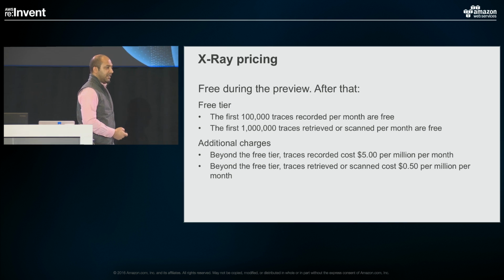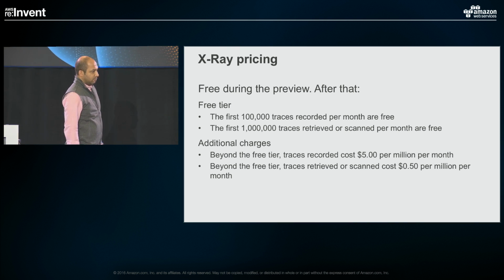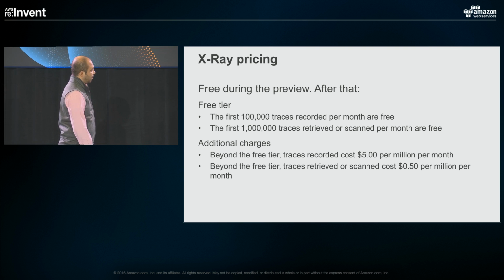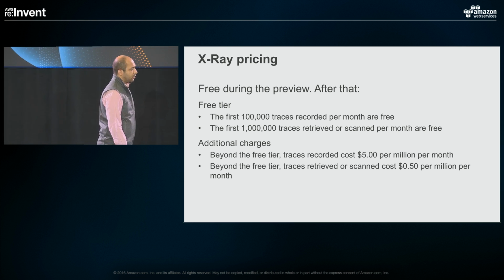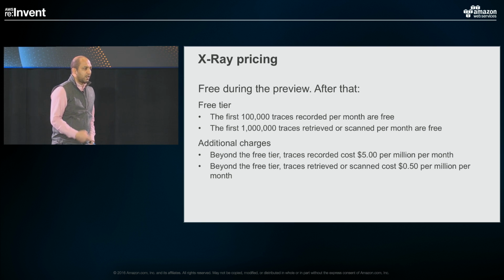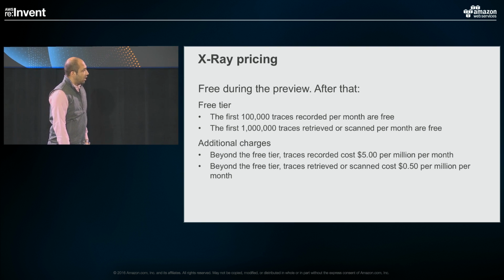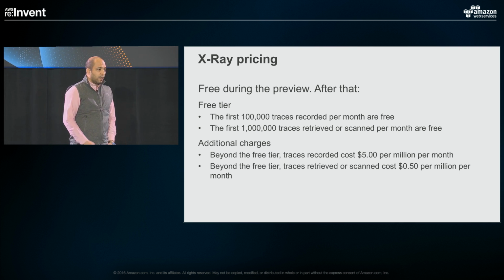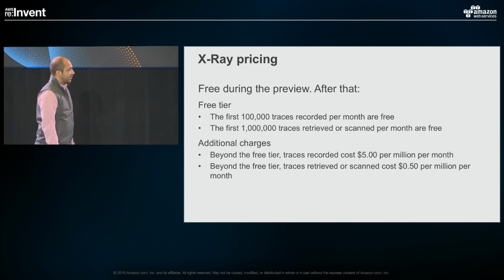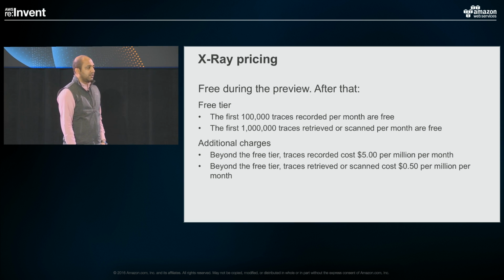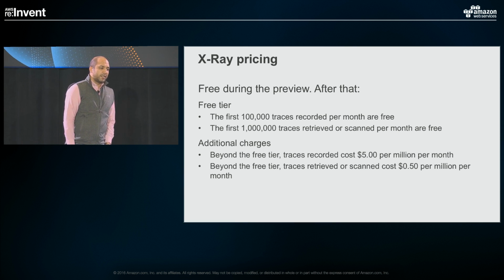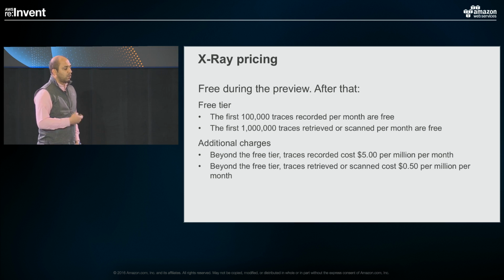The service itself is free during preview, so please go ahead and try us out as much as you like. After preview, the free tier for the service will include the first 100,000 traces that you record per month. That's not for the first year; that's pretty much forever. The first 1,000,000 traces that are retrieved from the system, or that are queried or scanned as part of the filters, are also free per month. Beyond that, the additional charge is $5 per 1,000,000 traces that you store in the system per month.